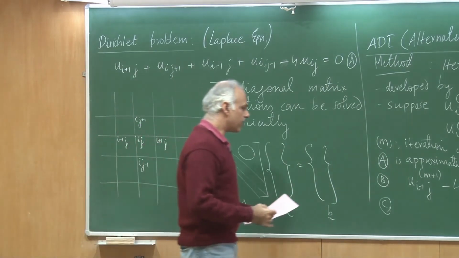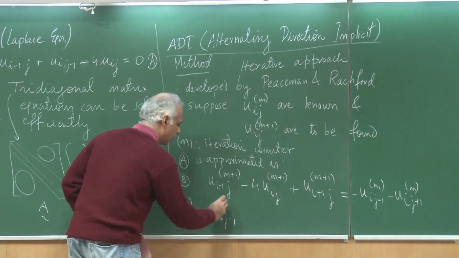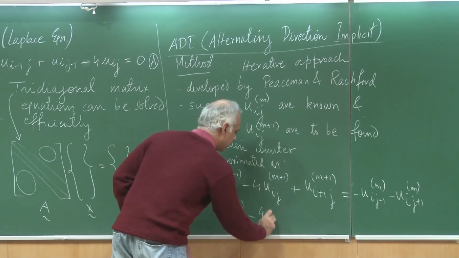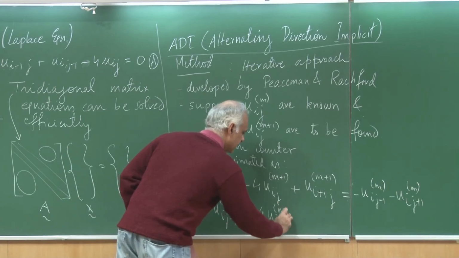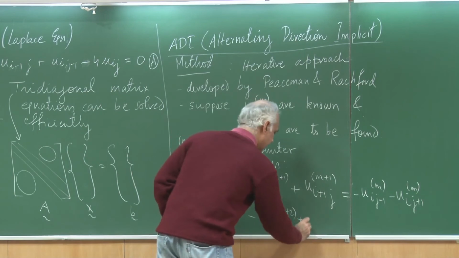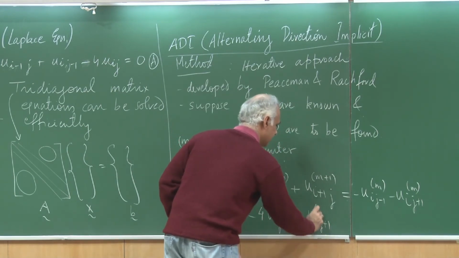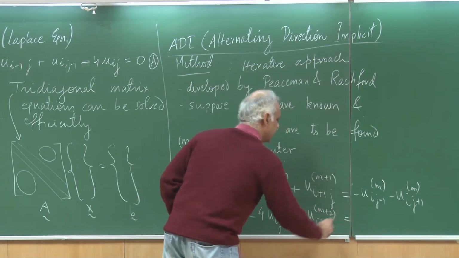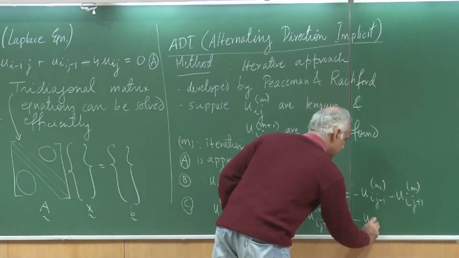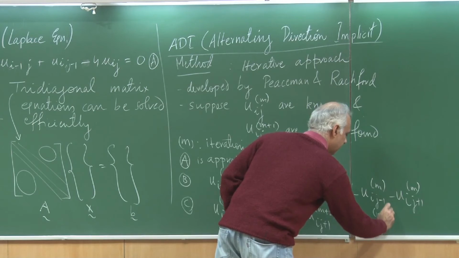So, let me write that down for you. I am going to now say u i, j minus 1 at m plus 2, minus 4 u i j, these are at m plus 2, and likewise here I write u i, j plus 1, these are at level m plus 2, and now the row values are frozen. So, these become minus u i minus 1, j at m plus 1.